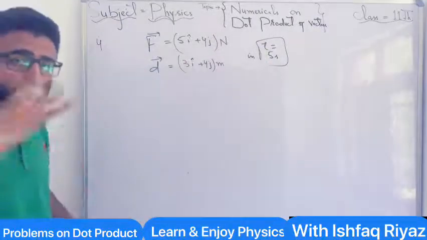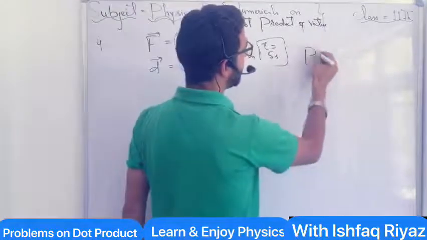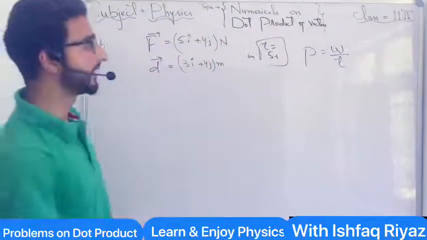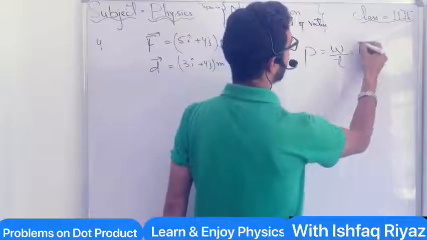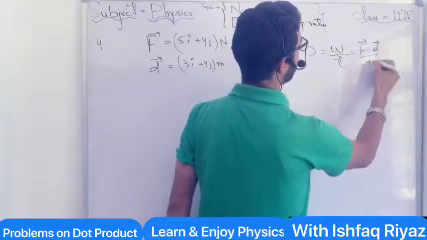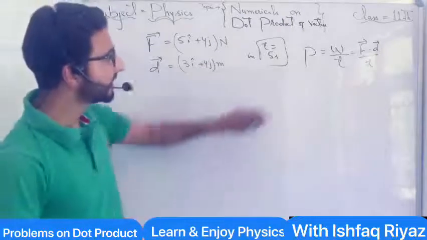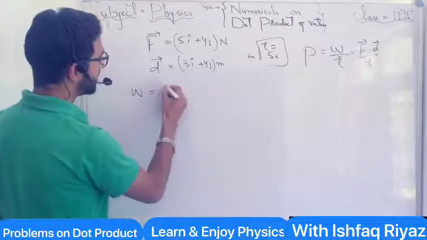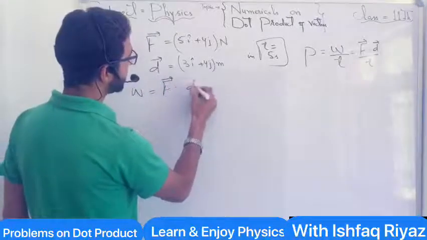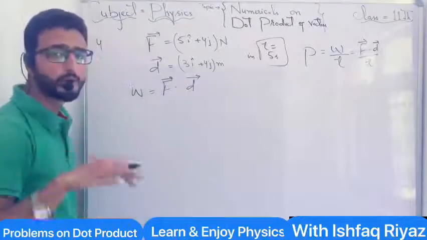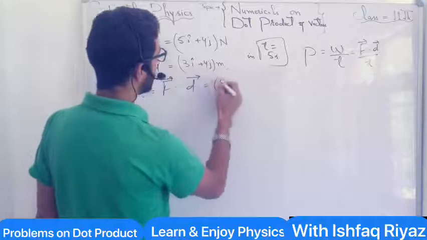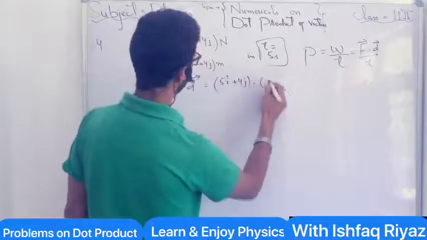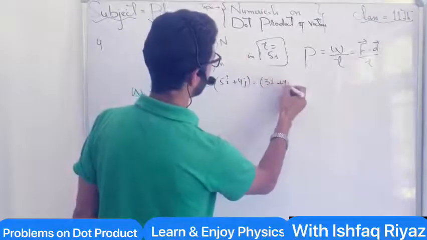Find the power. To find the power, if you remember well, the definition of power is the rate of doing work, right? Work done divided by time taken. And if you remember, work is given by the dot product of force and displacement, right? And T is given. So to calculate the power, what we require is the work done. And you know how to calculate the work done by using the concept of dot product of vectors. This is simply given by F dot d. So what will I write in place of F? This is 5i plus 4j, dot 3i plus 4j, right?